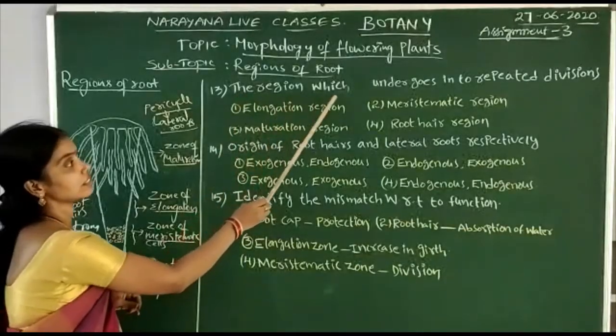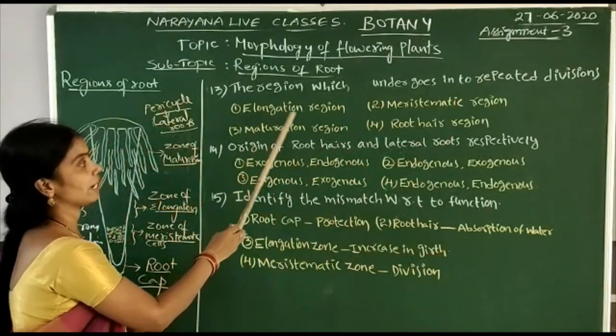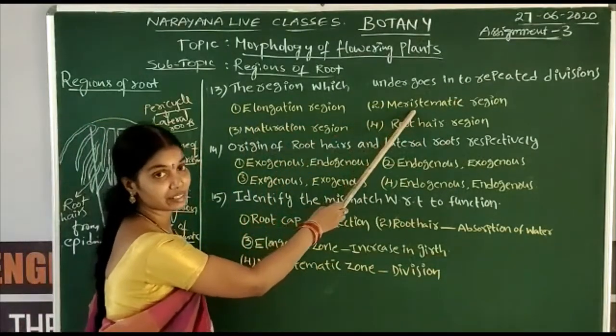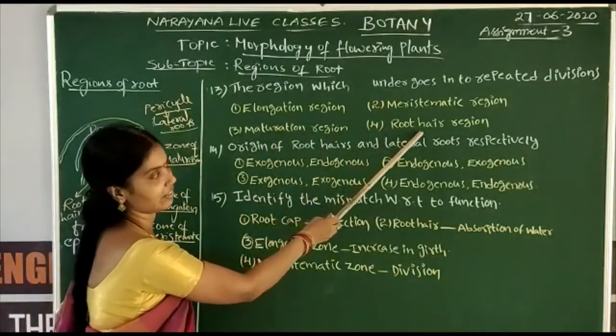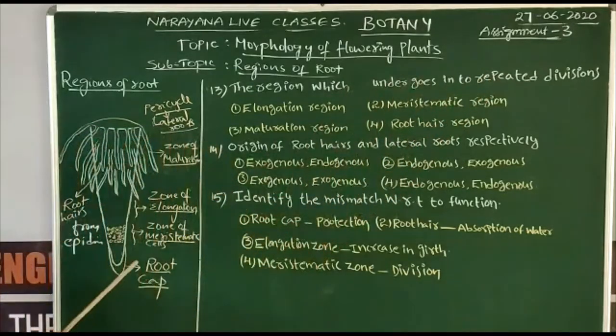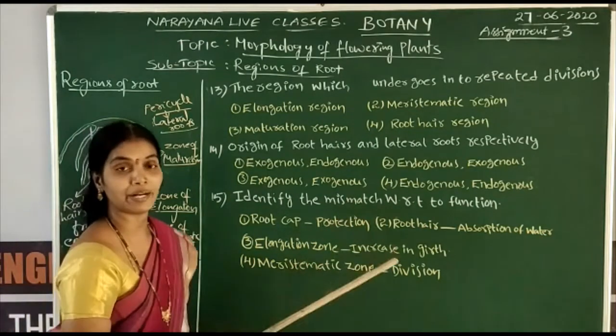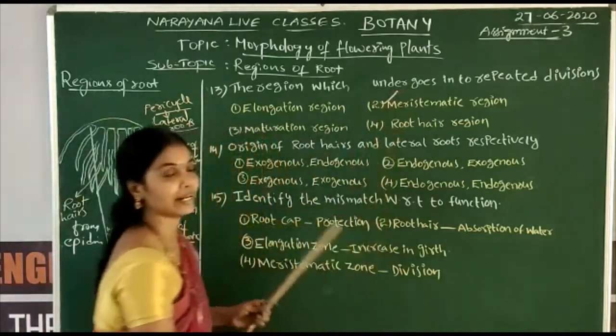Question. The region which undergoes into repeated divisions. Option. First option, elongation region. Second, meristematic region. Third, maturation region. And fourth, root hair region. So see children here, repeated divisions occur in which zone of these regions of root? It is in meristematic cells, which are small, thin-walled, dense protoplasm. The repeated divisions are seen in which zone means it is meristematic region.